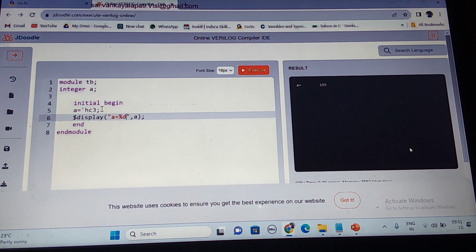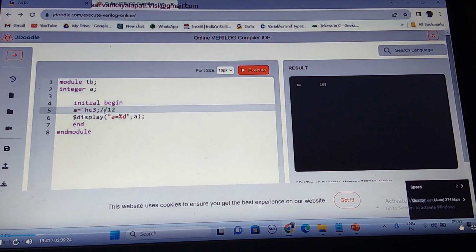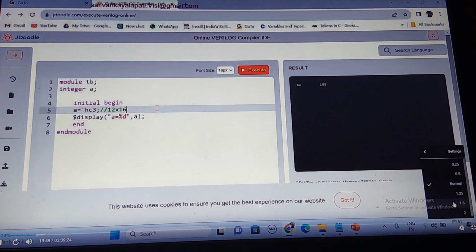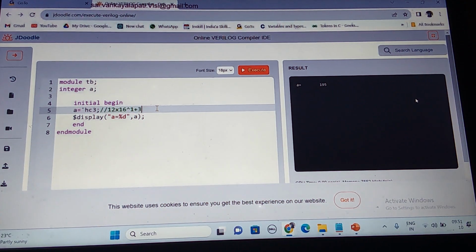So how to convert hexadecimal to decimal? Weighted power, right? So converting this number into decimal means 12 into, correct? 12 into 16 power what? 16 power 1. This is 16 power 1 plus 3 into 16 power 0, which is nothing but 1. So 12 into 16 is 192 plus 3, 195. You can understand?